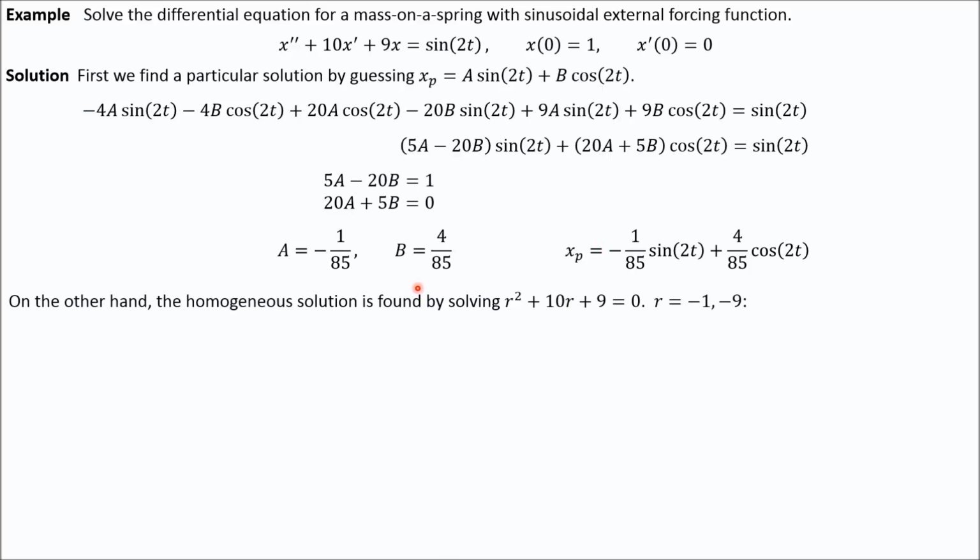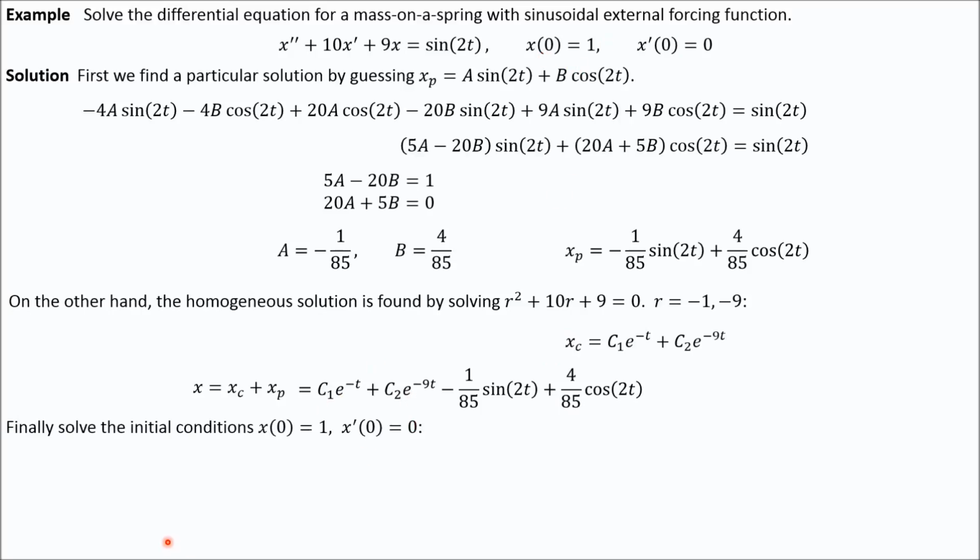On the other hand, the associated complementary homogeneous equation has this characteristic equation with roots -1 and -9, which leads us to the complementary solution C1 e to the -1t plus C2 e to the -9t. And then our general solution is obtained by taking our particular solution and adding our complementary solution. And so we get this, and at this point we can use our initial data to figure out what C1 and C2 are.